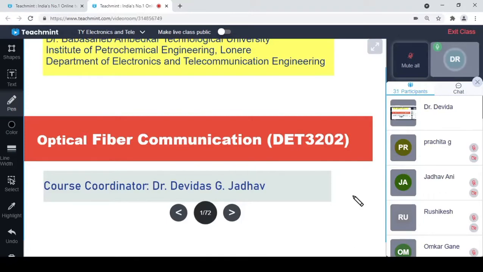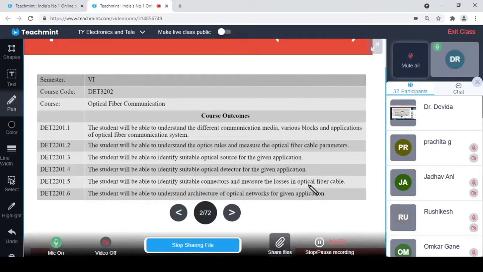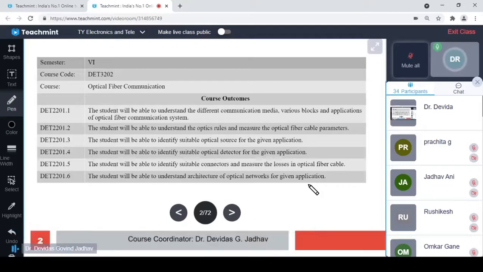So let us start Optical Fiber Communication, DET 3202. Course outcomes: the students will be able to understand the different communication media, various blocks and applications of the optical fiber communication system. The students will be able to understand the optics rules and measure the optical fiber cable parameters. Students will be able to identify suitable optical source for a given application. Students will be able to identify suitable optical detector for a given application. Students will be able to identify connectors and measure the losses in the optical fiber cable. Students will be able to understand the architecture of the optical network for the given application.